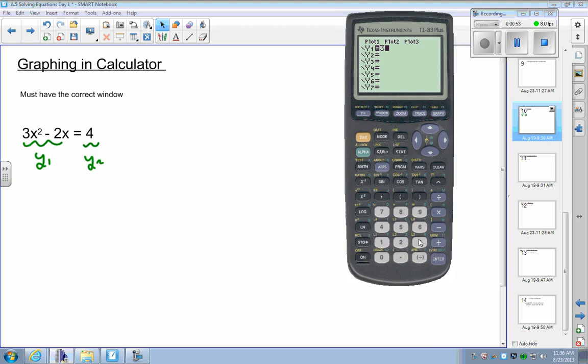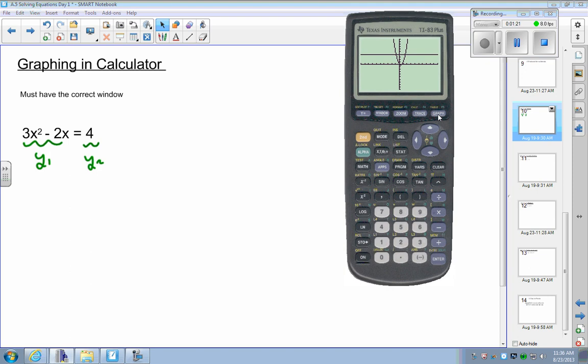So 3x squared minus 2x, we all know is a quadratic. We could find the vertex. The y-intercept is clearly 0, 0. And that's going to open up, okay? 4 is just a line going straight across. So if you hit graph, you just got to hope you have the right window, or else you got to kind of play around with these things. So there's our two solutions where they hit.